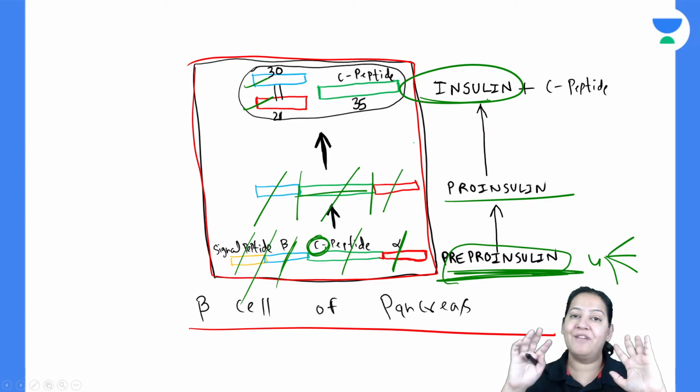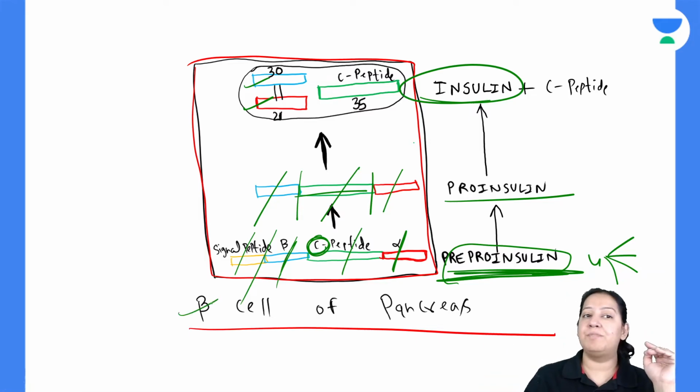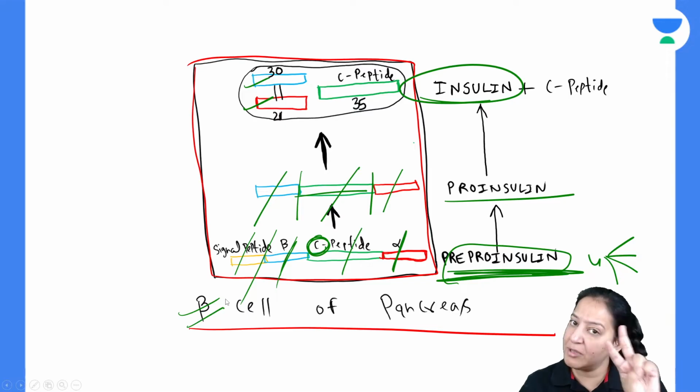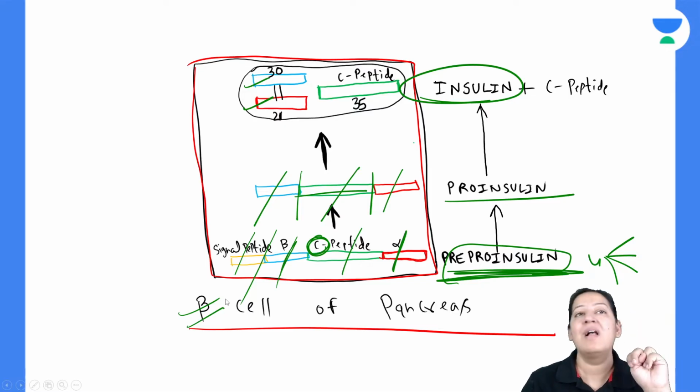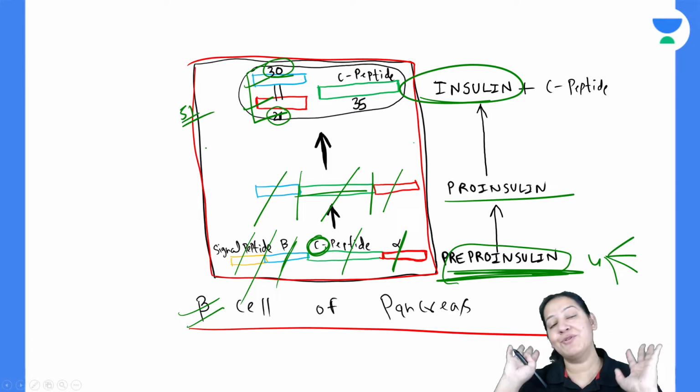Now please don't get confused. All this is happening inside a cell of the pancreas, which is known as the beta cell. The name of the cell is beta cell, and inside it insulin is being made. Insulin has two chains, alpha chain and beta chain, right? Alpha chain has 21 amino acids. Beta chain has 30 amino acids, and combined both of them have 51 amino acids. So you know that, right? So you have to learn that.